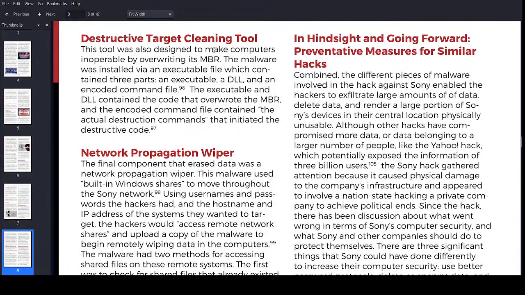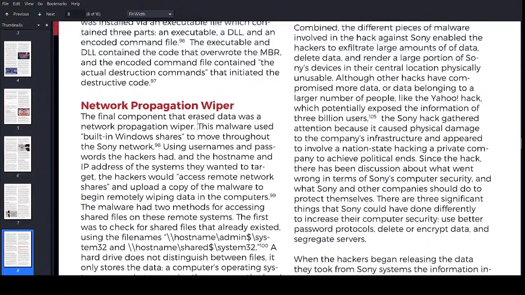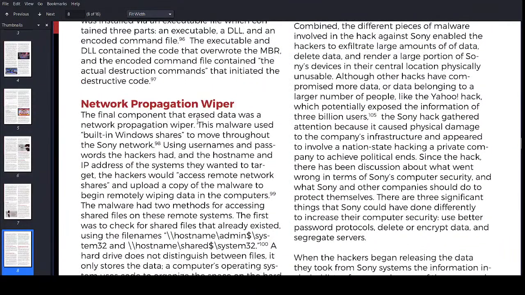So, destructive target cleaning tool. This tool was designed to make computers inoperable by overwriting its MBR. The malware was installed via an executable file which contained three parts: an executable, a DLL, and an encoded command file. The executable and DLL contained the code that overwrote the MBR, and the encoded command file contained the actual destructive commands that initiated the destructive code.